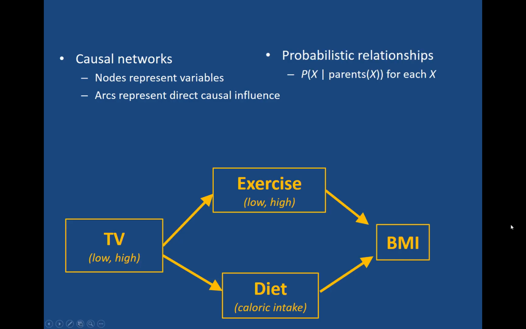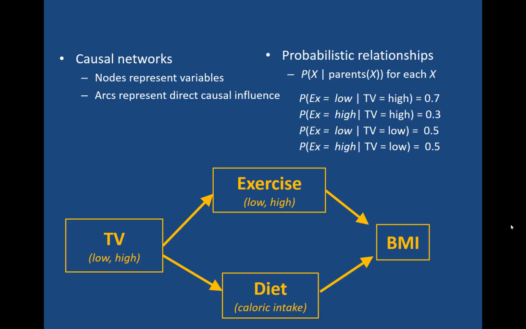The probabilistic relationships really record for each variable its probability distribution conditional on every possible value of the parents, or the direct causes, of that variable. So for example, for exercise, we need to say what the probability is that exercise is low, given that its parent, direct cause, TV, is equal to high, and we also need to say what the probability of exercise equal low is for its parent, TV, equal low.